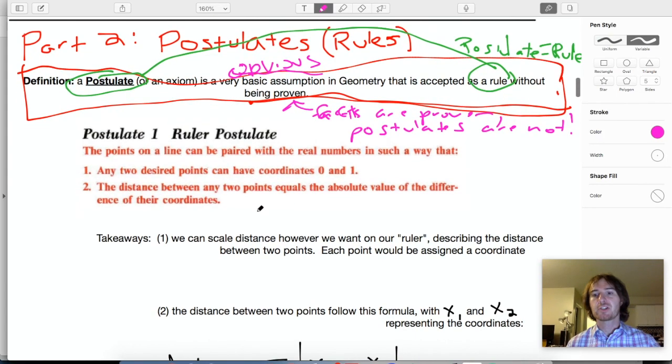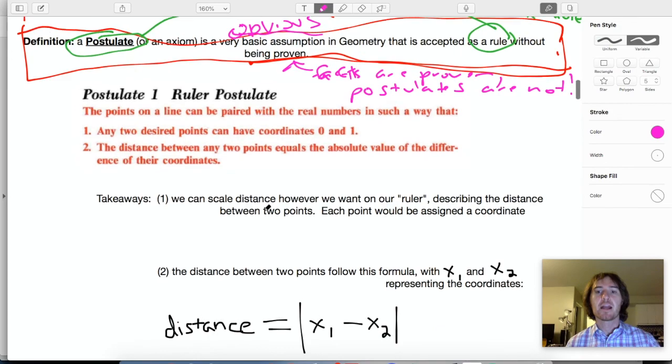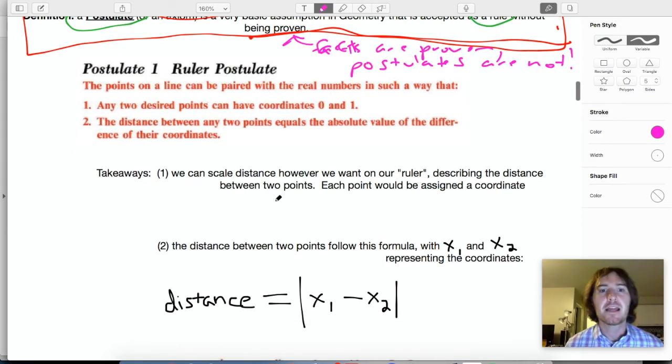So let's get into the ruler postulate, which is our first postulate of the textbook, and we can take a look at it here. The points on a line can be paired with the real numbers in such a way that any 2 desired points can have coordinates 0 and 1. The distance between any 2 points equals the absolute value of the difference of their coordinates.